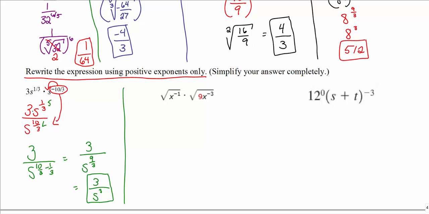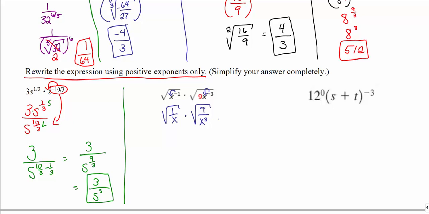All right, so for our next example, we have the square root of x to the negative 1 power, and then we're multiplying that by the square root of 9 times x to the negative 3rd power. So the first thing I'm going to do is make my exponents positive. The exponents only apply to what's directly in front of them. So this is going to become the square root of 1 over x. So we're working with the reciprocal of x there to the positive 1 power. And the negative 3 exponent only applies to the x. What that means is that the 9 is going to stay on top as is, and the x to the positive 3 power now will come to the bottom.